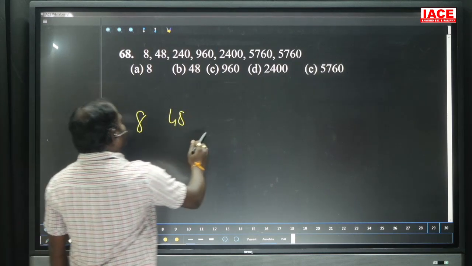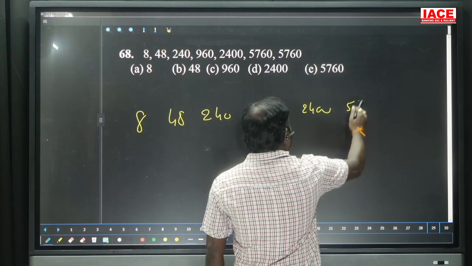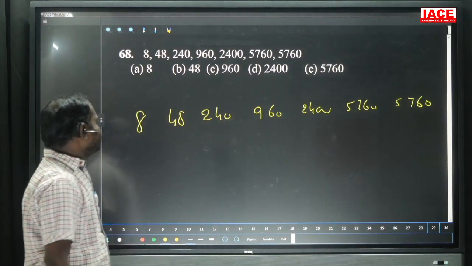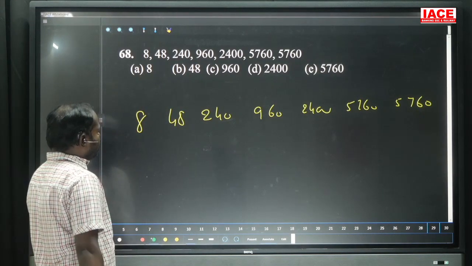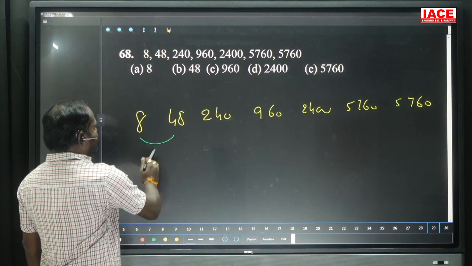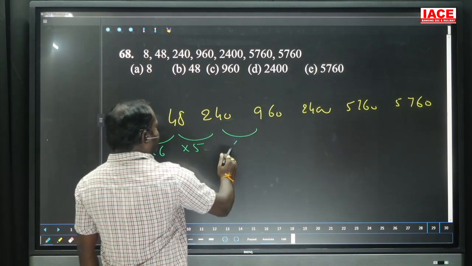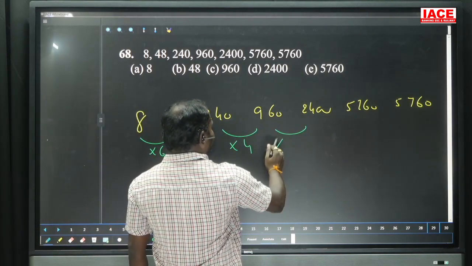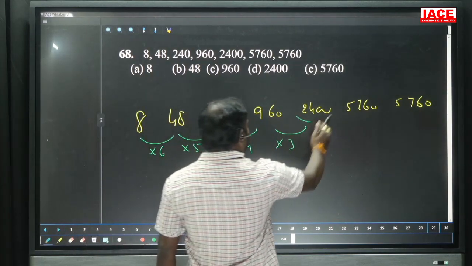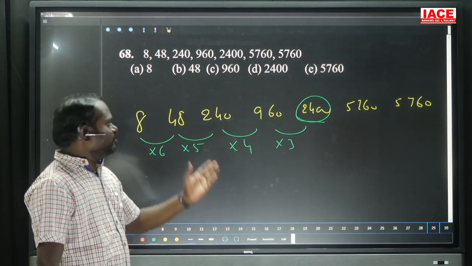8, 48, 240, 960, 2400, 5760. Starting with 8 and going to 5760, we can write it as times 6, times 5, times 4, times 3. 960 times 3 is 2880 above you will get, so 2400 is the wrong number, because it is times 6, times 5, times 4, times 3, and that should be 2880.